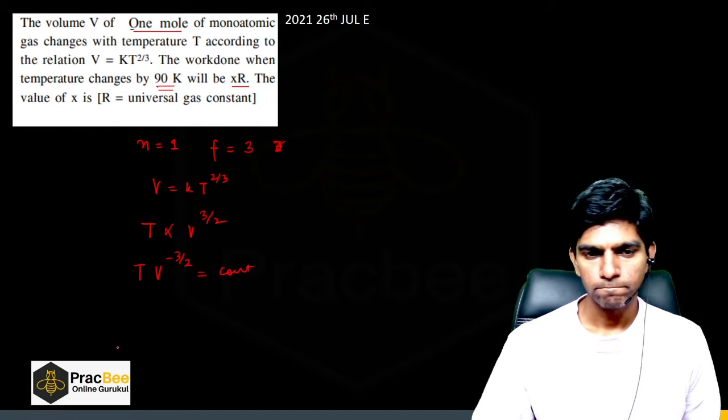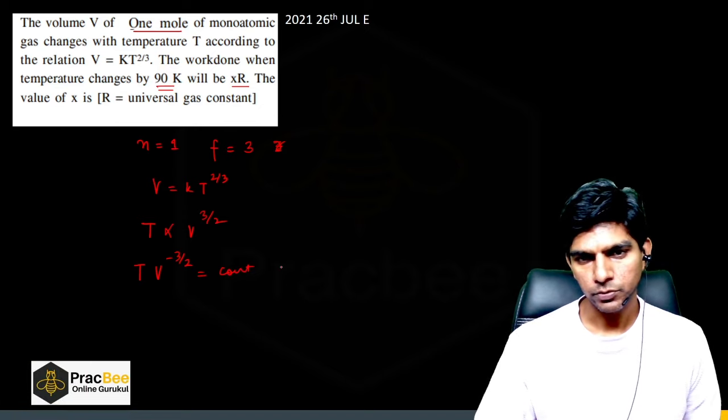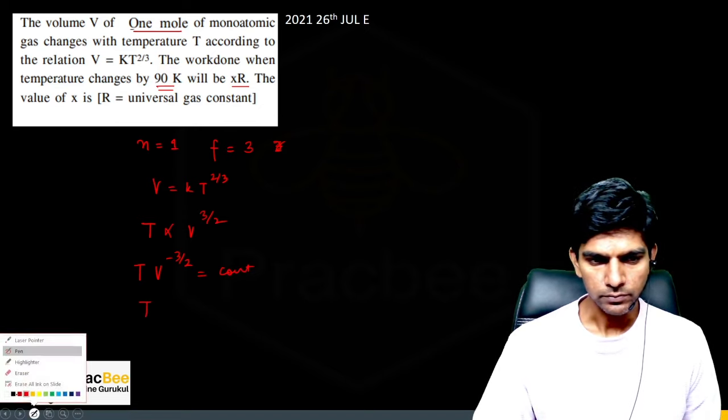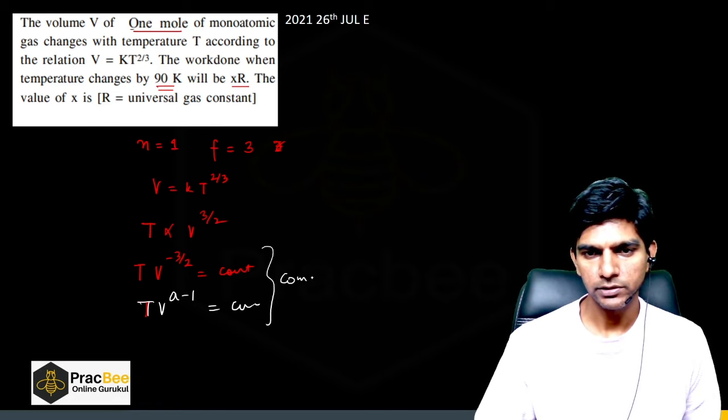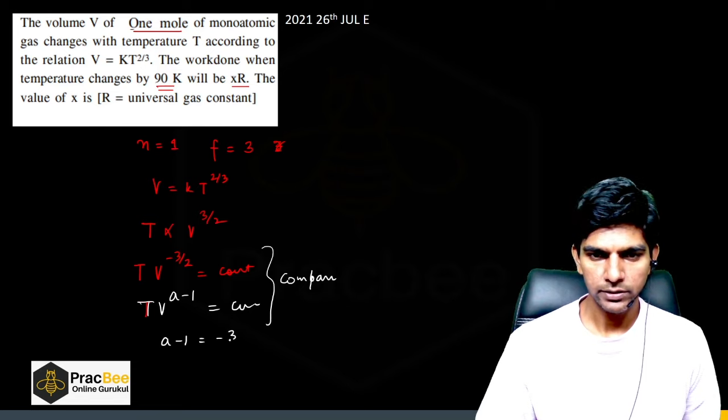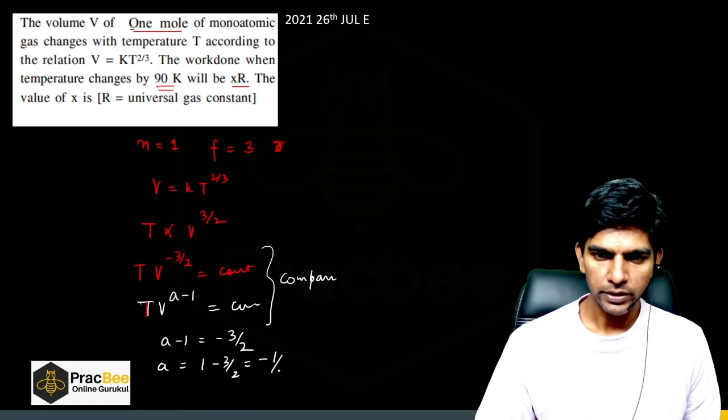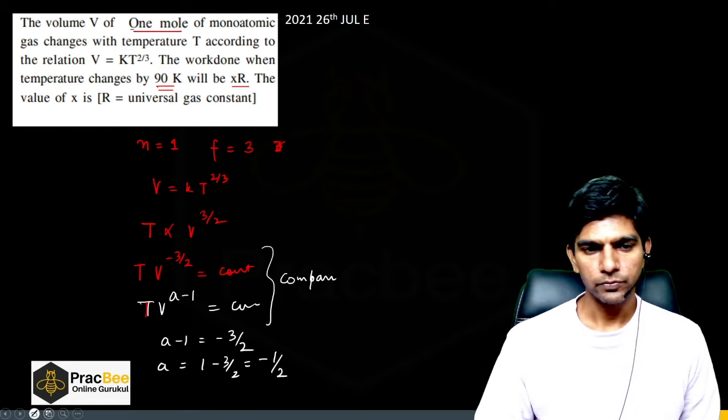And we know that in case of polytropic process, TV raised to power A minus 1 is constant. So if I compare these two results, we can say A minus 1 is equal to minus 3 by 2. So A is equal to 1 minus 3 by 2, so it comes out to be minus 1 by 2. So A is minus 1 by 2.